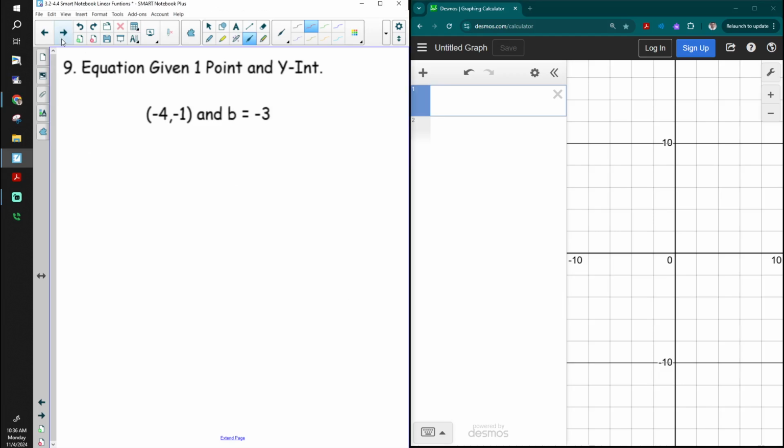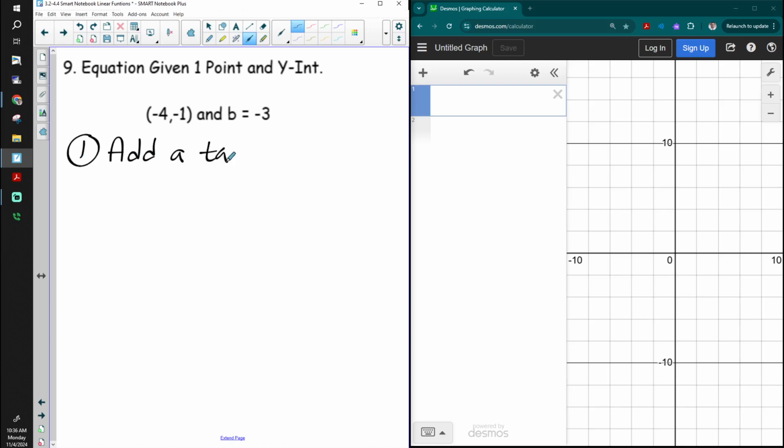Number 9. Going to write the equation. We're given a point, and we're given the y-intercept. The y-intercept is the b value. So we're given a point and the b value. So step 1.